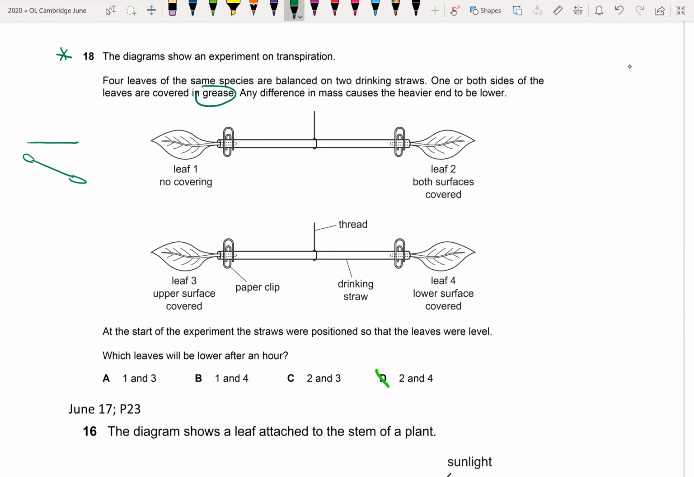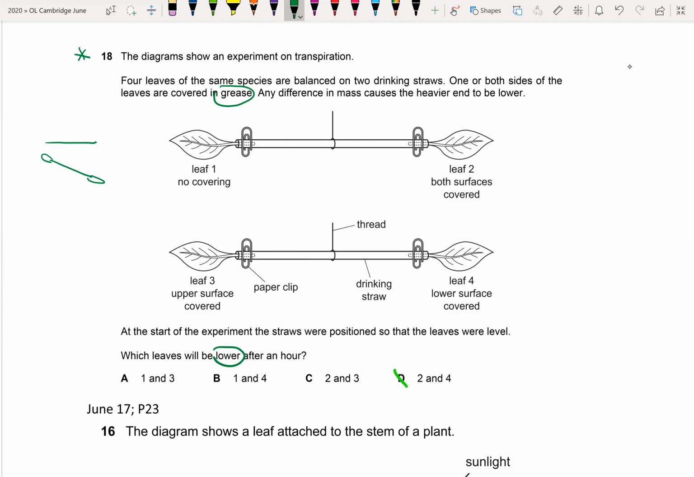طيب, at the start of the experiment the straws were positioned so that the leaves were level. Which leaves will be lower after 1 hour? يعني انت lower leaves lower معناها less water loss. طيب, أنا عندي leaf 1 ما عندهاش covering و leaf 2 both sides are covered, which means إنه هنا leaf 1 is losing water من فوق ومن تحت. مش كده؟ يبقى is going to lose more water. يبقى more water loss. يبقى أنا بعد شوية هلاقي المنظر ده عامل إزاي كده أهو. اشمعنى؟ because one lost more water than two. Are you following معايا يا عمر؟ ف2 بقت إيه؟ down.